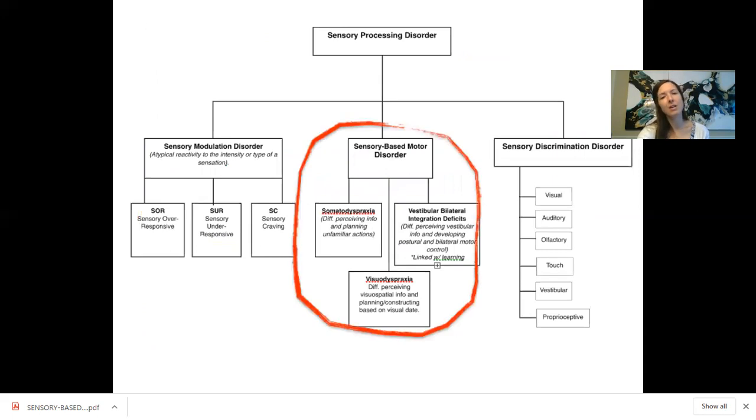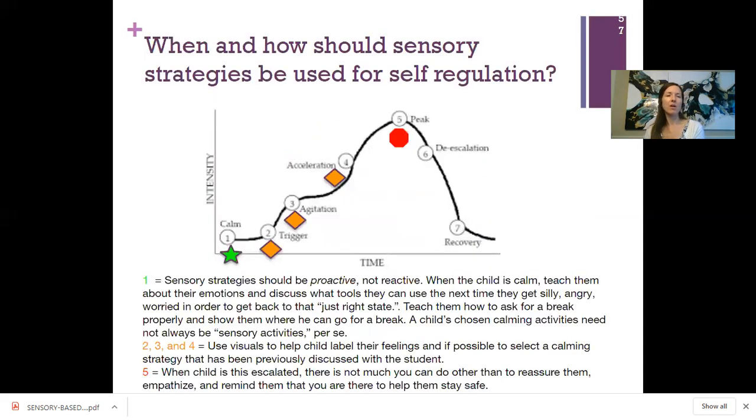Okay, so we talked a little bit about sensory-based motor disorder, but it's not the focus of today. And we did talk about sensory discrimination disorder. So we're getting toward the end of the training, but I did want to talk about when and how we should use sensory strategies for self-regulation.